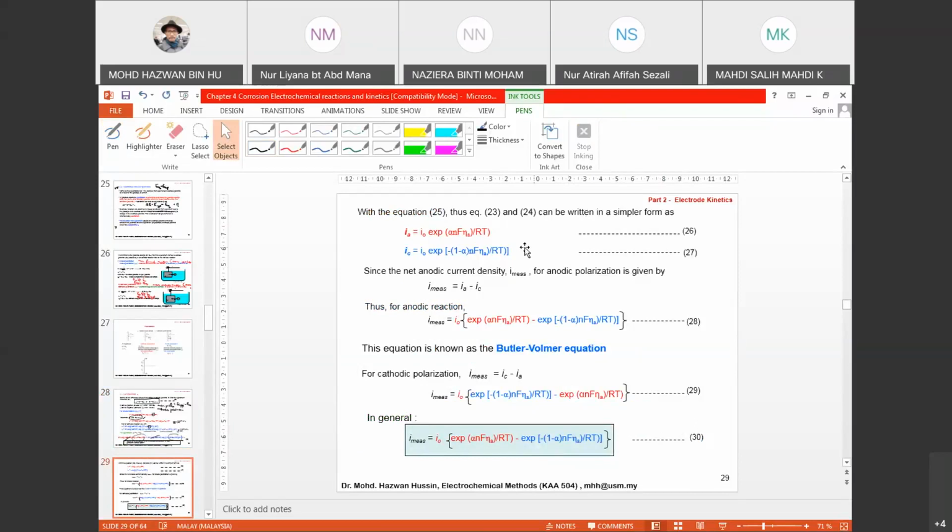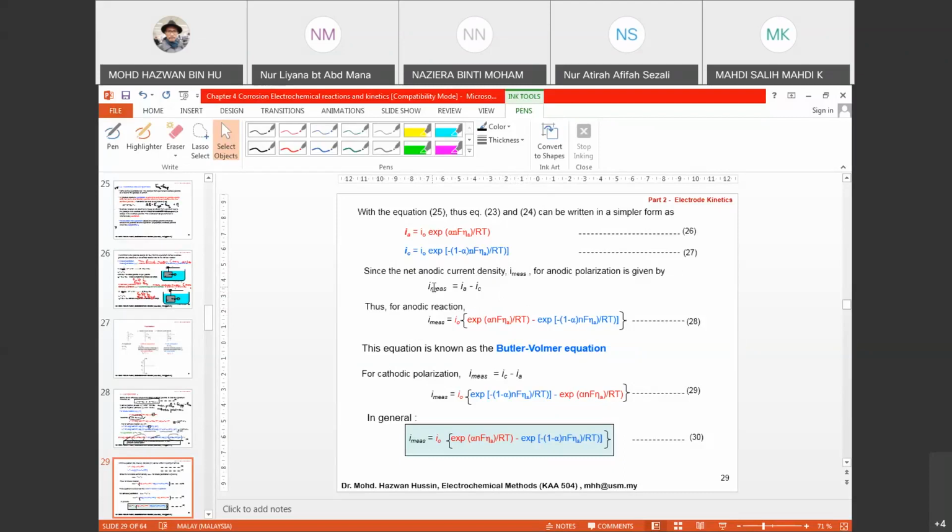Okay. So for anodic current density, if you simplify it, it will become I naught, where I naught is the exchange current density, exponent alpha N F eta A over RT. And the cathodic current density is equal to I naught exponent minus (1 minus alpha) N F eta A over RT.